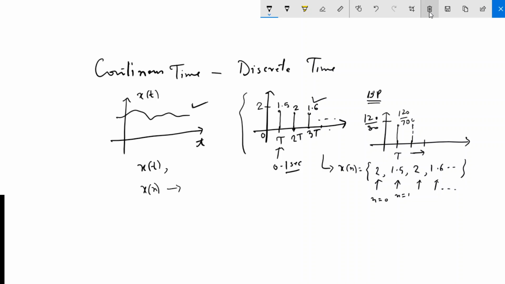In fact, x[n] is nothing but just a sequence of numbers, and moreover, this n can take only integer values. It cannot take fractional values. Like in this case, t can be 1.2, 1.4, 2.5, but n has to be discrete and it has to be an integer, that it may be 0, 1, 2, 3 and so on, or it can take negative values also, -1, -2. This is one classification of signals, that is continuous time and discrete time signals.